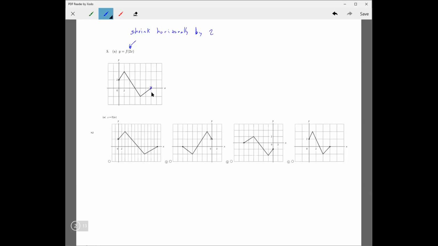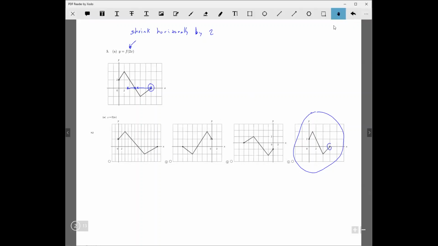Okay, so that means that this point right here is going to go, what is it, 2, 4, 6, 8, 10, 12. So this point right here is going to move over to here. This point is going to move over to right here. Okay, so you look for a graph where that's the case, and it looks like this one right here. This has been moved over to there, and then this moves over to here. Okay, so let's go to the next one.